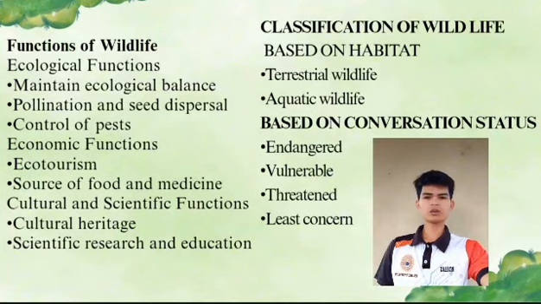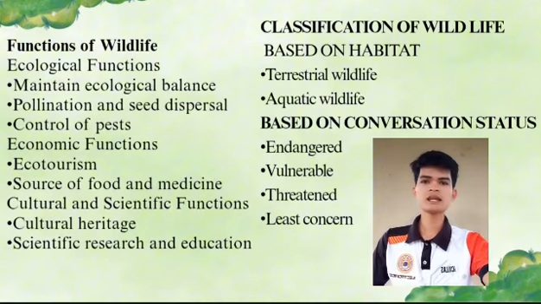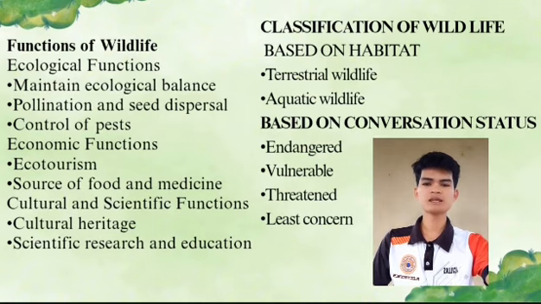Functions of wildlife, ecological function. First is maintaining ecological balance. Wildlife maintains the food chain through complex predator-prey relations, which prevents overpopulation of certain species and ensures environmental health. Second is pollination and seed dispersal. Animals like bees, birds, and bats are critical for plant reproduction and the growth of forests by transporting pollen and seeds across various landscapes, and they control pests.